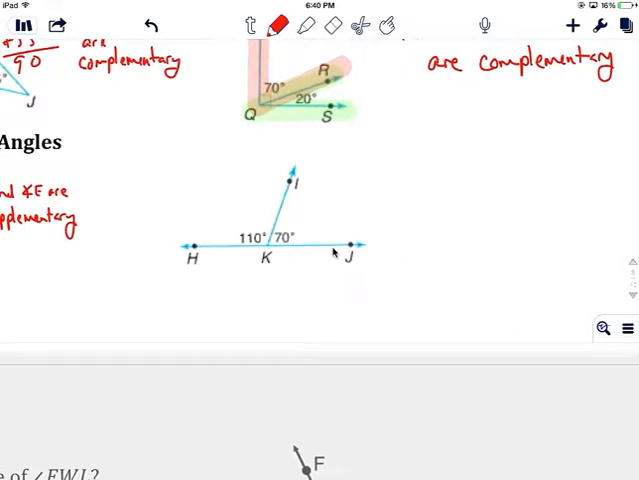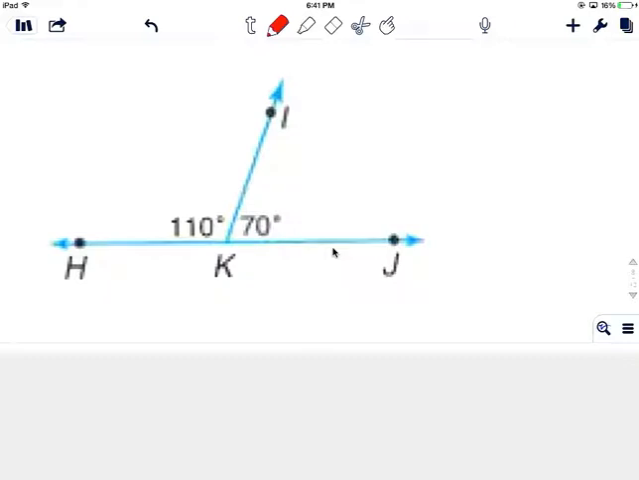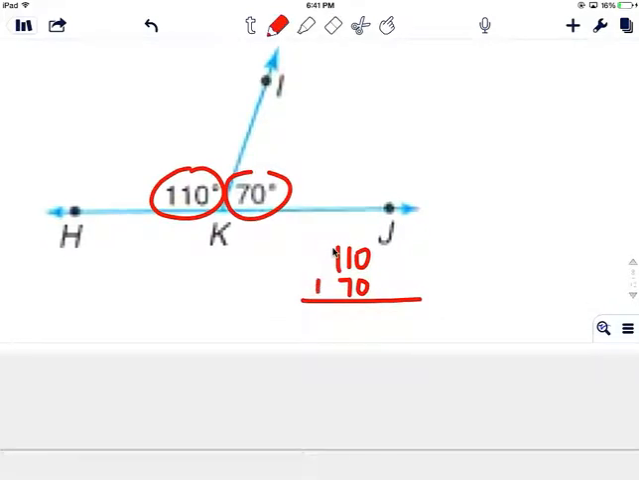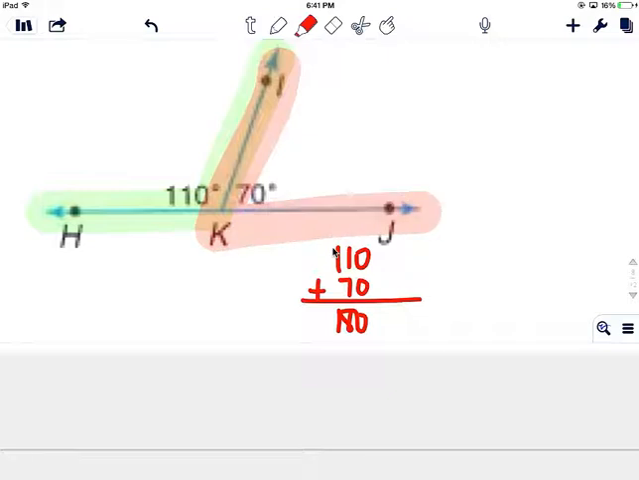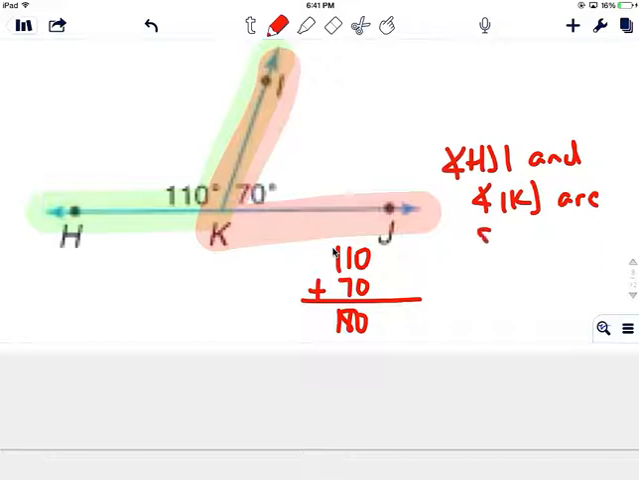Taking a look at our next one here. 110 and 70. Double check our addition. We do get 180. But what are the two angles here? We've got to be a little careful. We got HKI and IKJ. So when I write this out, I'm going to say angle HJI and angle IKJ are supplementary.